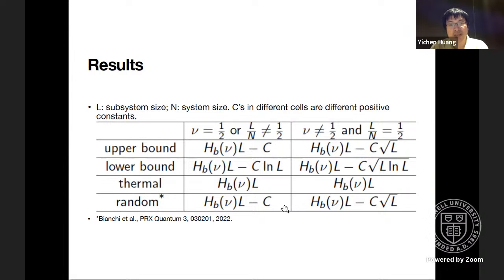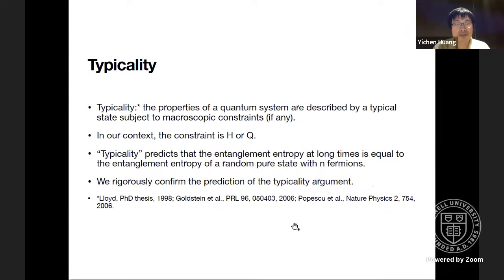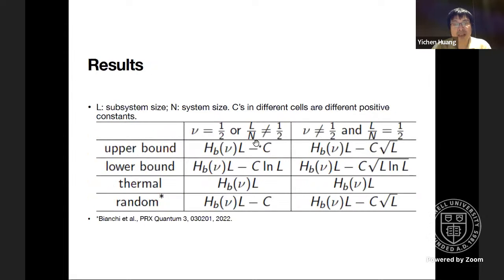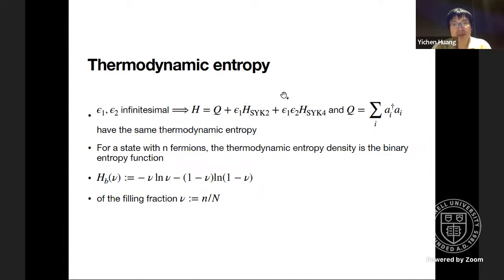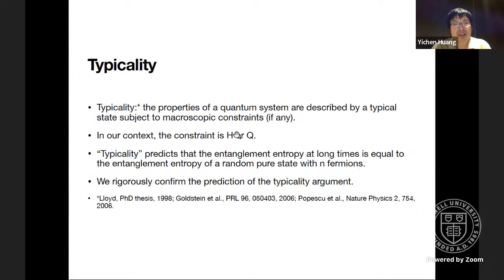And I will explain what random means in the next slide. So random is related to so-called typicality, and I have mentioned it briefly earlier in this talk, but let me explain it further. Typicality means that the properties of a quantum many-body system are described by a typical state subject to microscopic constraints. And in our context, our constraint is just the Hamiltonian or the particle number. That is, our Hamiltonian is given by this. Because these two terms are infinitesimal, the Hamiltonian is roughly, up to an infinitesimal error, just a particle number. And these are conserved quantities. So these are just our macroscopic constraints. Typicality just says that our property can be predicted from a random state subject to the constraint.